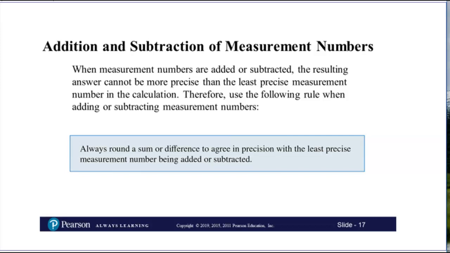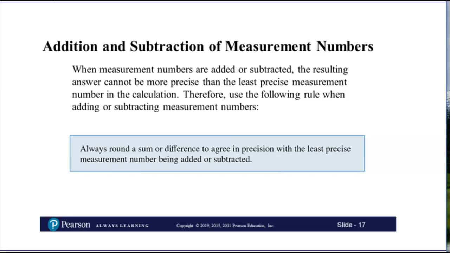Looking at addition and subtraction of measurement numbers, one of the things that you really want to make sure of is that you follow the rule that the resulting answer can't be more precise than the least precise measurement that you're using. Think of this as: you won't have a final answer that's better than the weakest link of the problem. So you're going to use the following rule. You always round a sum, which is from addition, or a difference, which is from subtraction, to agree with the precision of the least precise measurement that's being added or subtracted.